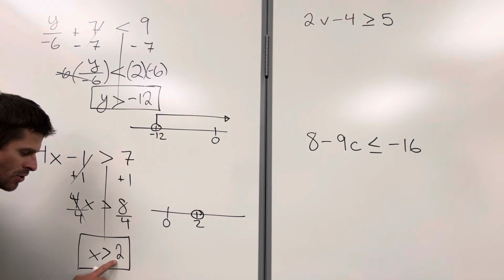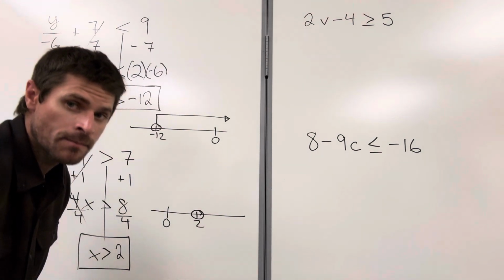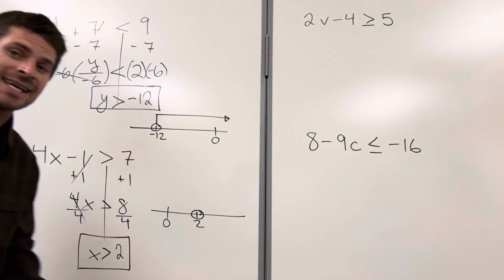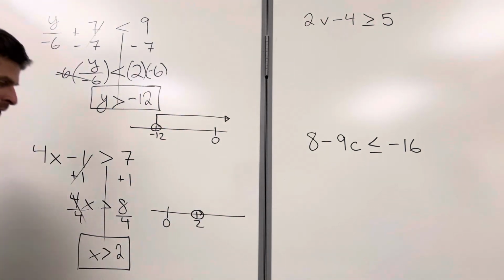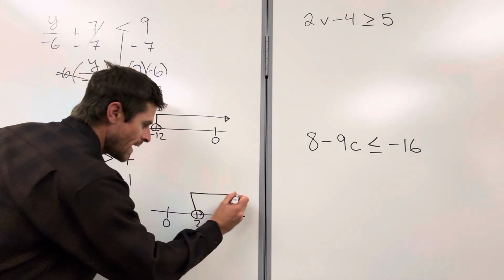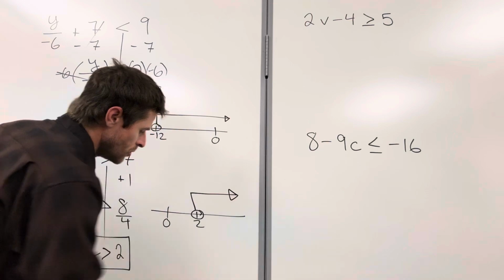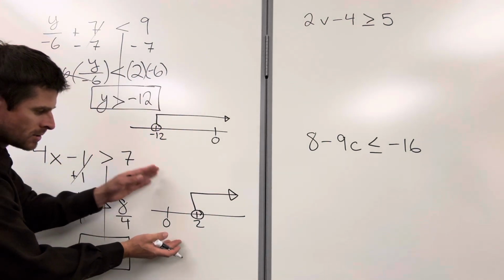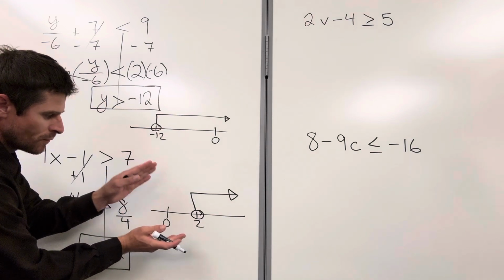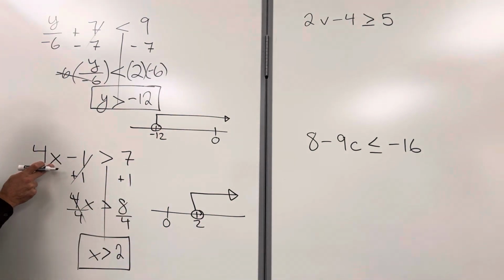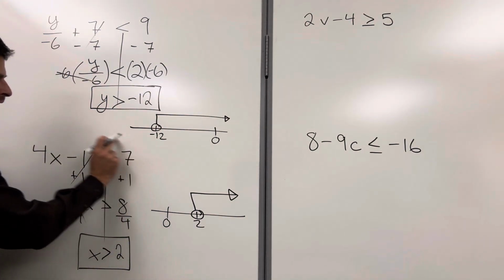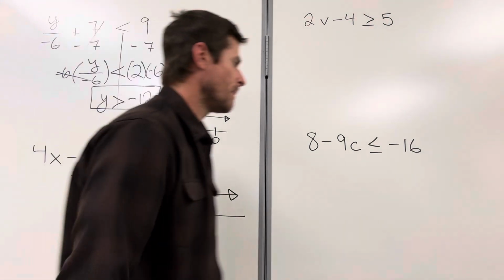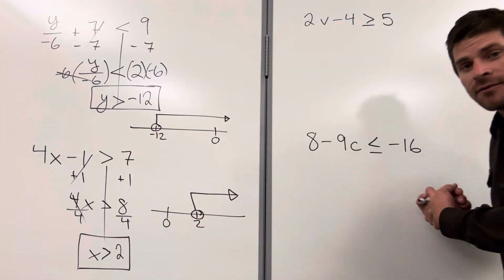X cannot be 2. X could be 2.1, X could be 2.2, X could be 6, it could be 30, it could be 55. Anything to the right of 2 is greater than 2. X is greater than 2. We now have a graph displaying every possible value that can be plugged in for X to make the original inequality true and accurate.